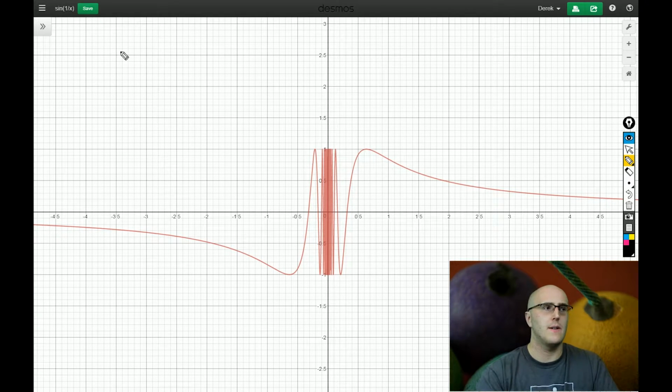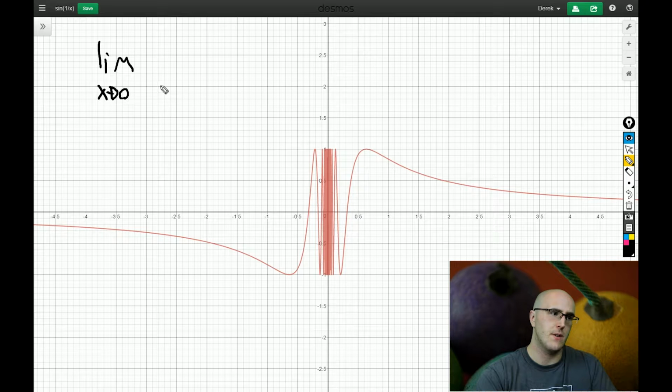So this is the function sine of 1 over x. Now this one, first off, you can't evaluate it at x equals 0. So we know that you can't plug in 0 here and get a value out. But it also does not have a limit as x approaches 0. So the limit as x approaches 0 of our f of x function here, f of x equals sine of 1 over x, does not exist.